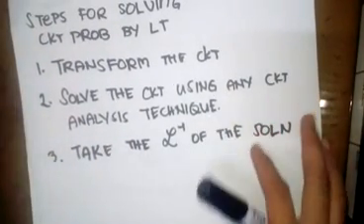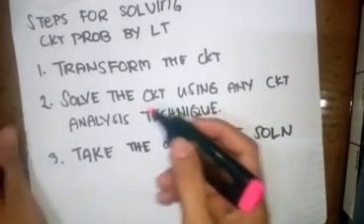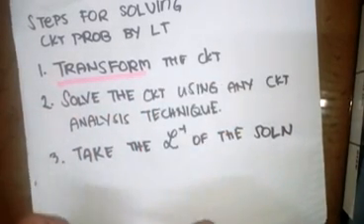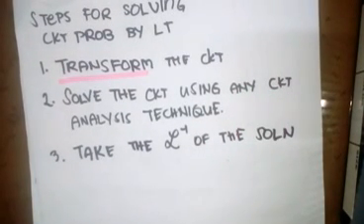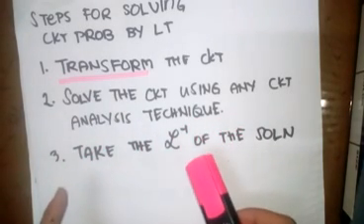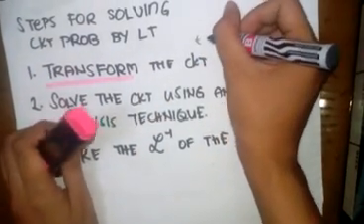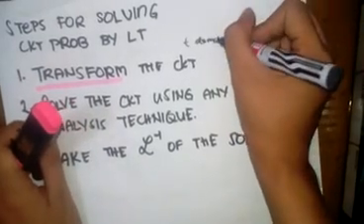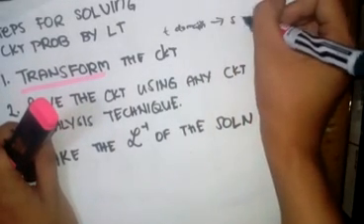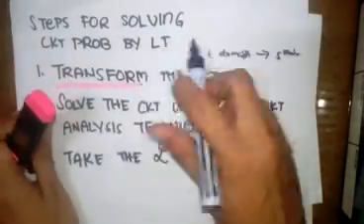So here are the steps to be remembered. One is to transform the circuit. Obviously, since we are using the Laplace transform, we have to transform the circuit from the time domain to the S domain. Basically, it's just time domain to the S domain.